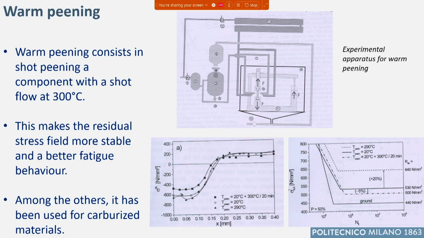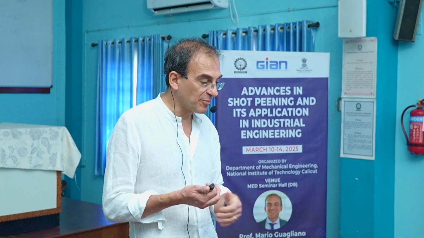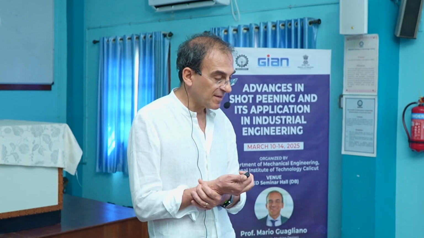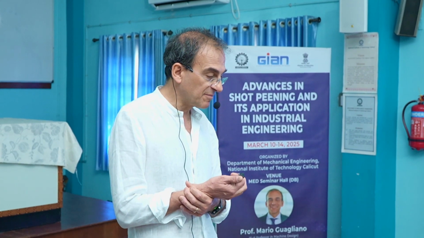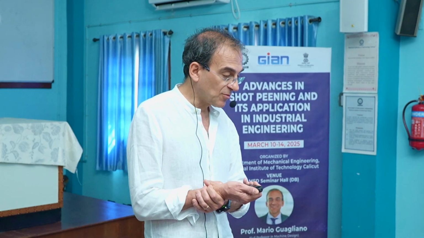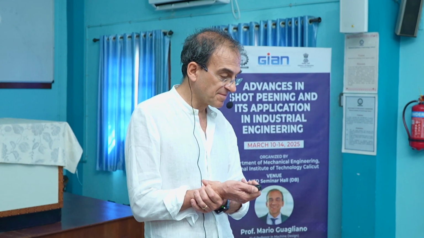And finally, what can we see? That the best fatigue results are obtained by means of the latter treatment. That is, if shot peening is applied at 290 Celsius degrees, the fatigue limit is improved by around 20% with respect to the other treatment, the conventional shot peening performed at 20 Celsius degrees.